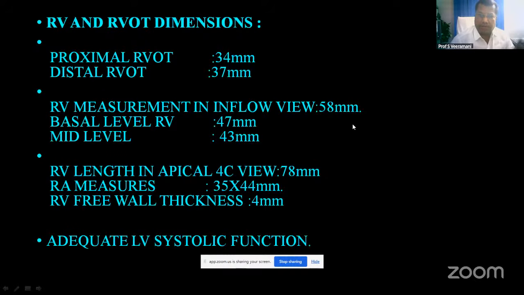So the RV and RVOT dimensions: the proximal RVOT is 34 millimeter, distal RVOT is 37 millimeter. RV measurement in the inflow view is 58 millimeter. Basal level RV is 47 millimeter, and mid level 43 millimeter. RV length in apical 4-chamber view is 78 millimeter, and the RV free wall thickness is 4 millimeter. Adequate LV systolic function is demonstrated.